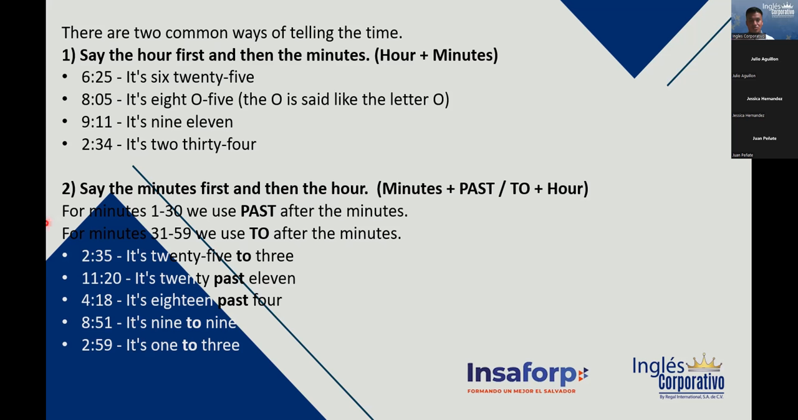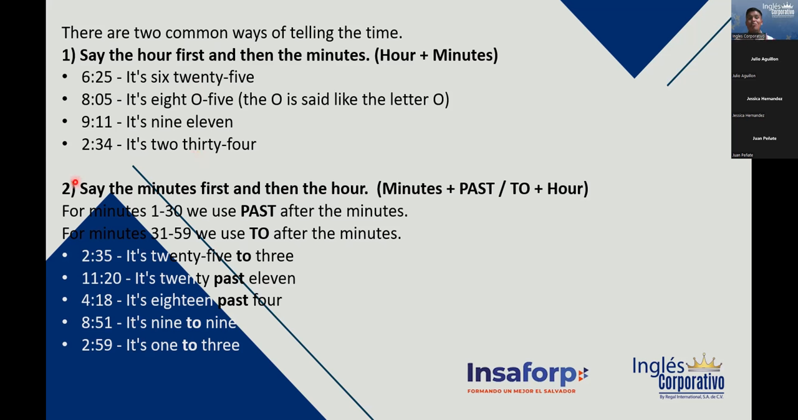First, la número uno. Say the hour first and then the minutes. Esta es la más común. Decimos la hora y después los minutos. For example, it's 6:25. Son las 6:25. It's 8:05. Son las 8:05. It's 9:11. Son las 9:11. It's 2:34, son las 2:34. So this one is really easy, bien fácil. That's the first form, es la primera forma.